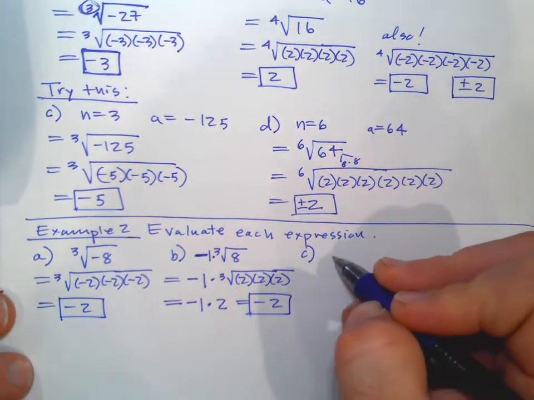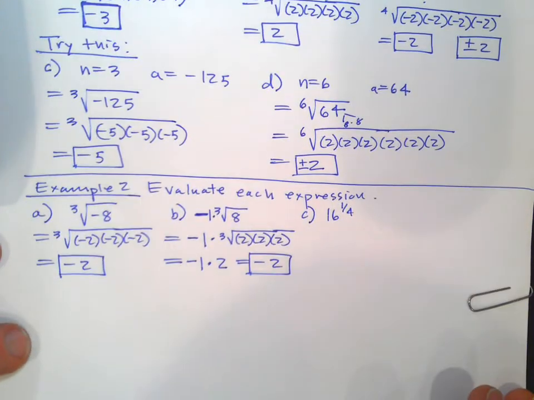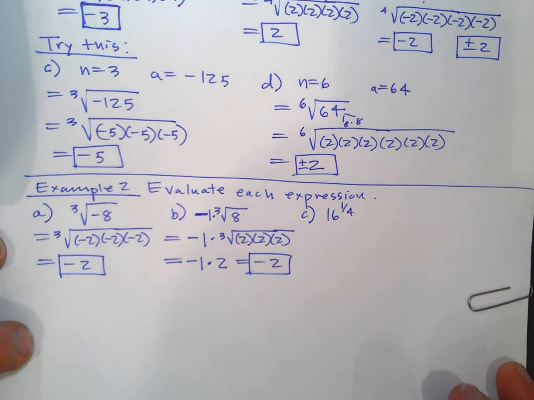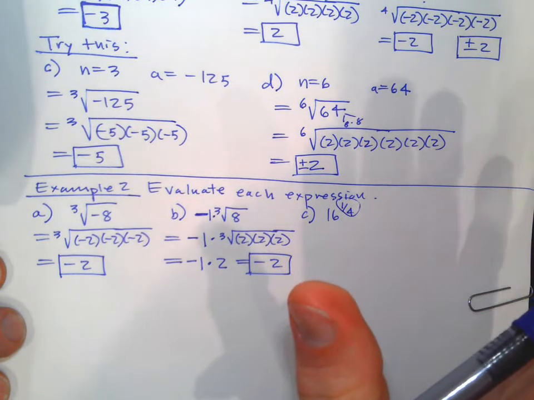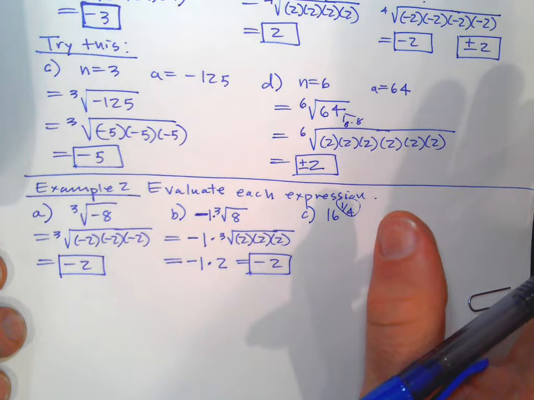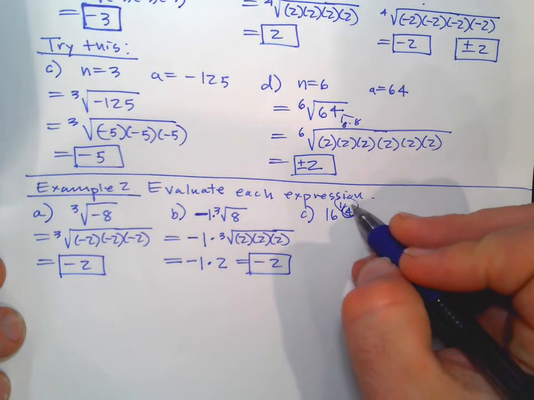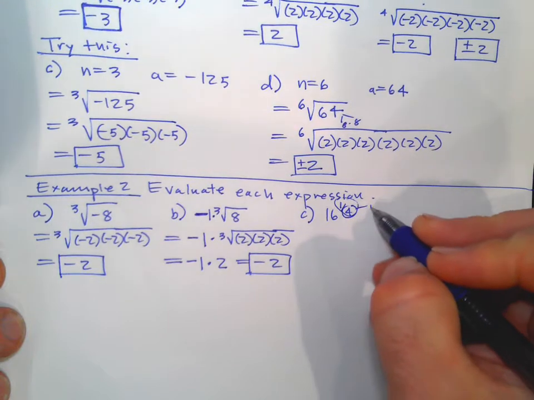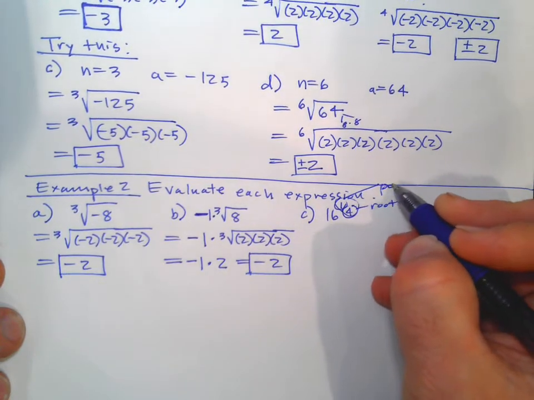Okay, C, 16 to the 1/4. Now, this is a little different. This is called a rational exponent. Rational is kind of fancy for ratio, which is fancy for fraction. So a rational exponent is an exponent that's a fraction. What's in it, though, is a couple different things, okay? The bottom is going to be the root. The top is just going to be a regular power.